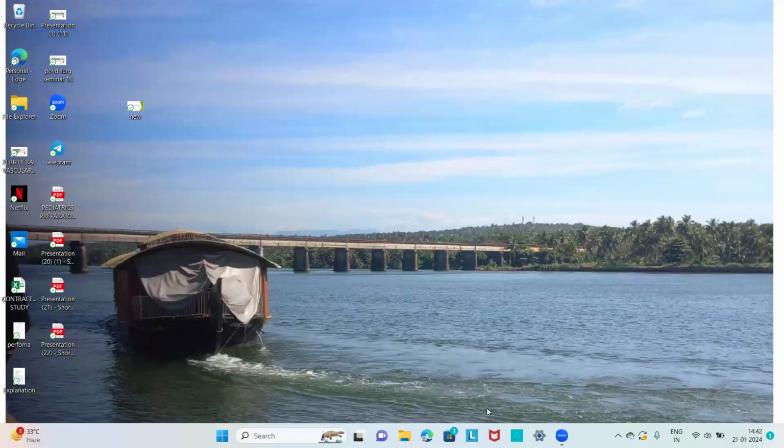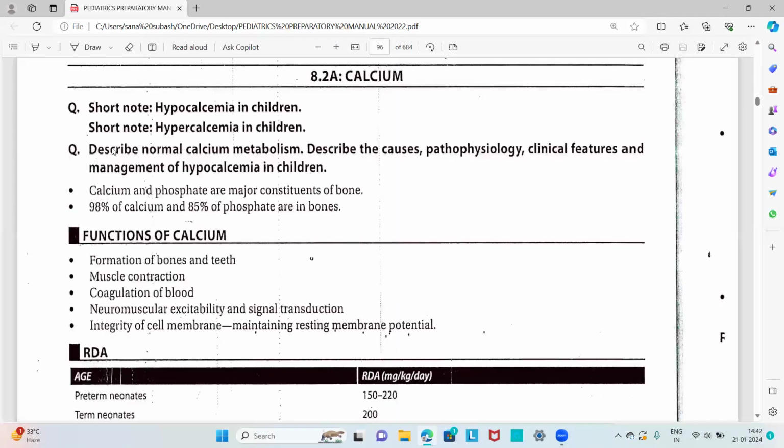So the normal calcium metabolism we have described very well. To remember that, we have to keep that calcium metabolism picture in our mind. So let's discuss the functions of calcium. Then only can we remember or understand more about the deficiency disorders.